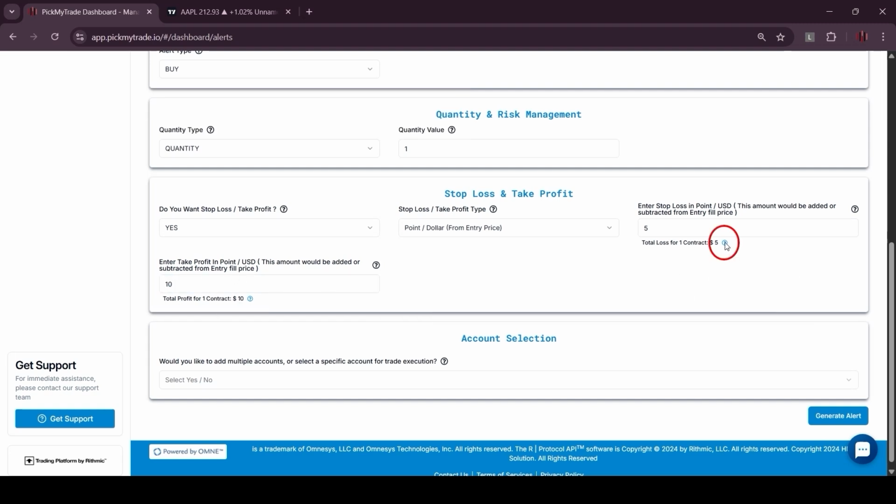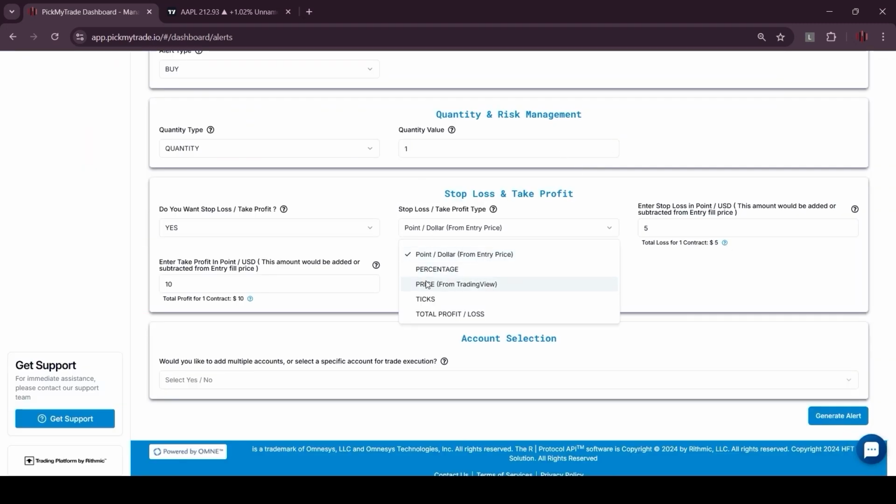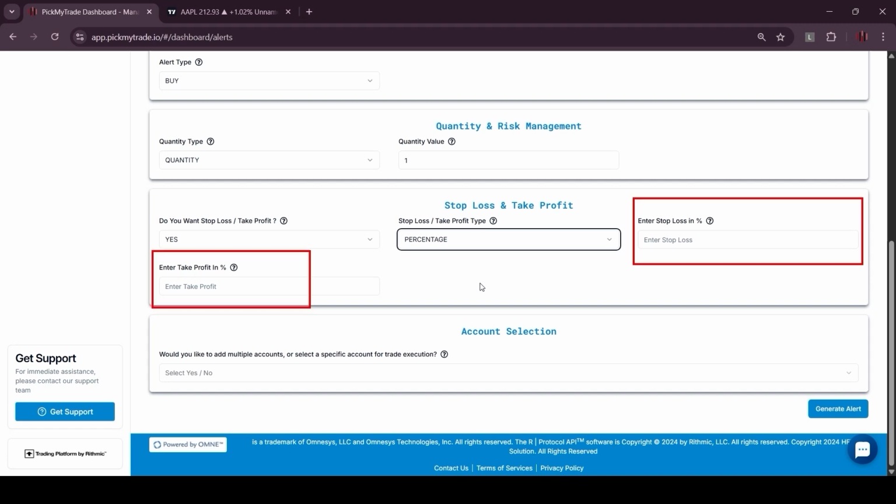When you click on this question mark, you will see the complete calculation. Same for the take profit. The next option we have is percentage. Here in stop loss and take profit, you have to enter values in percentage.